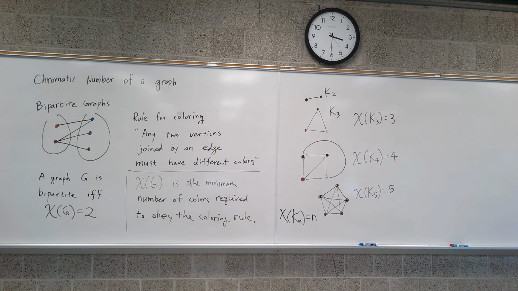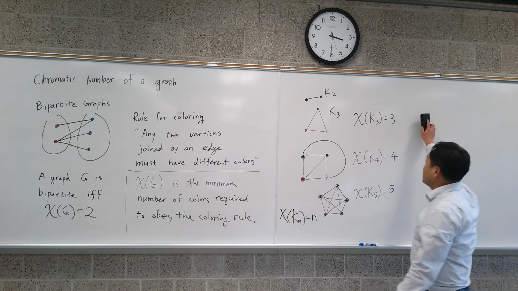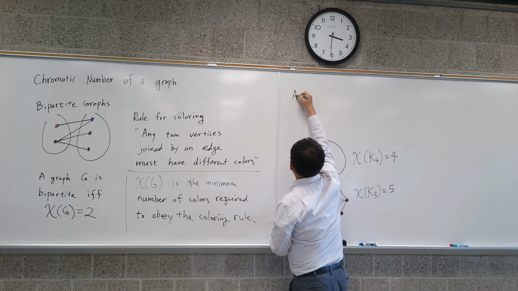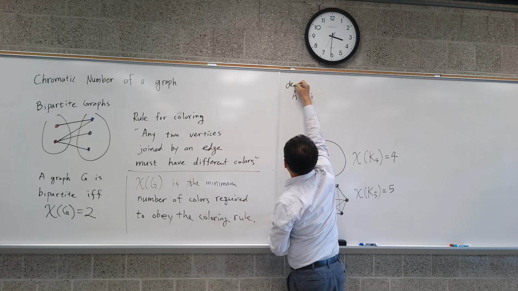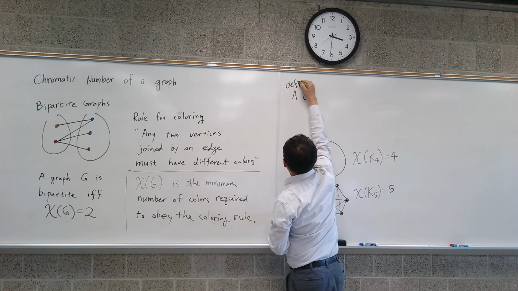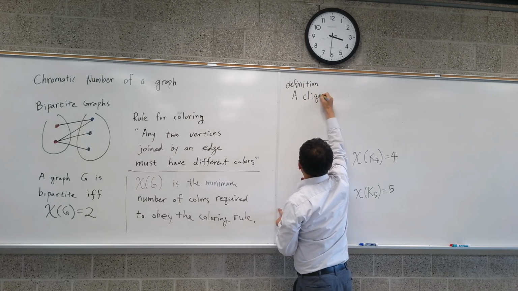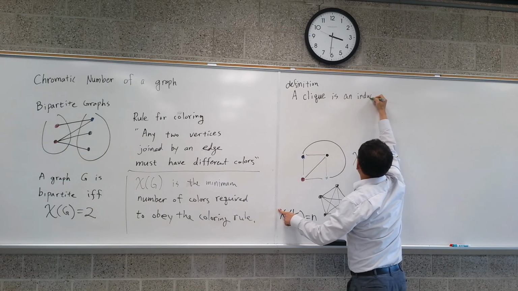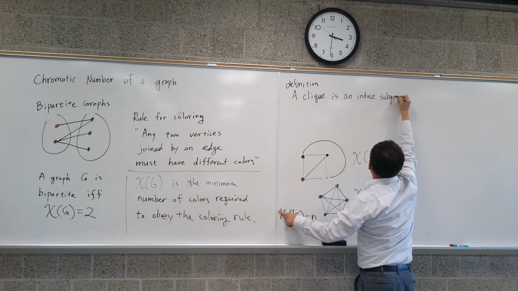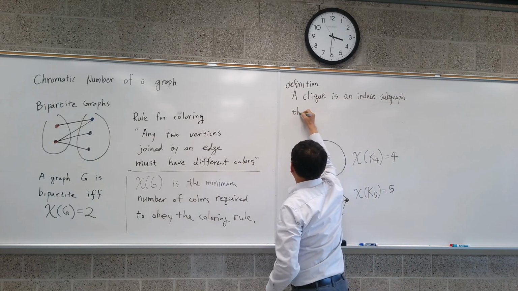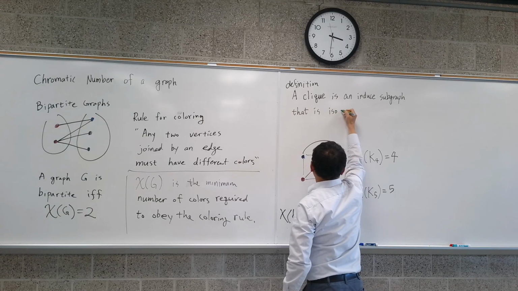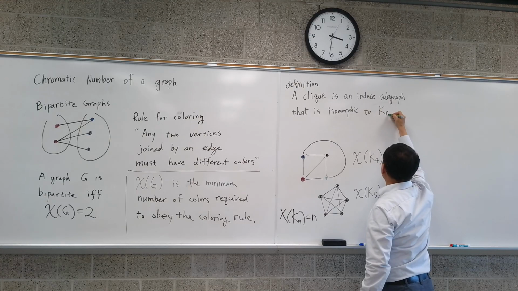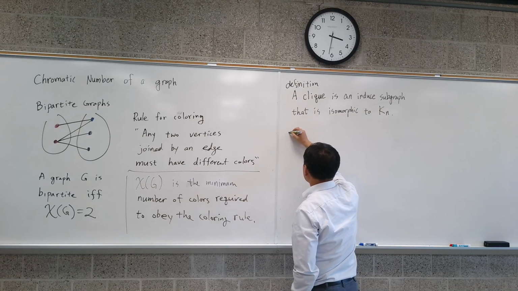Now, in fact, there's a concept of a clique. So, a clique, the definition, a clique is an induced subgraph that is isomorphic to Kn.